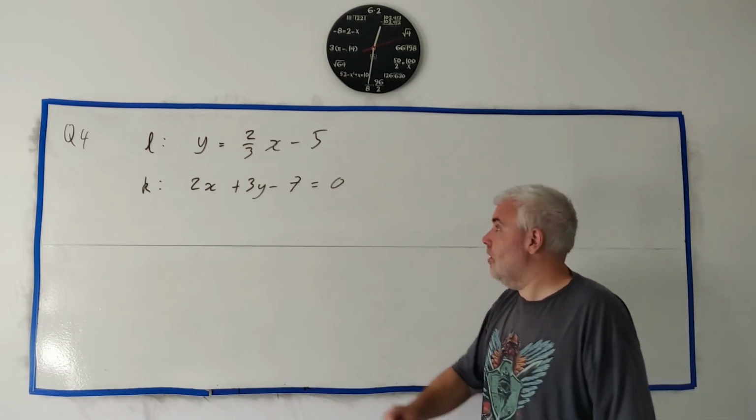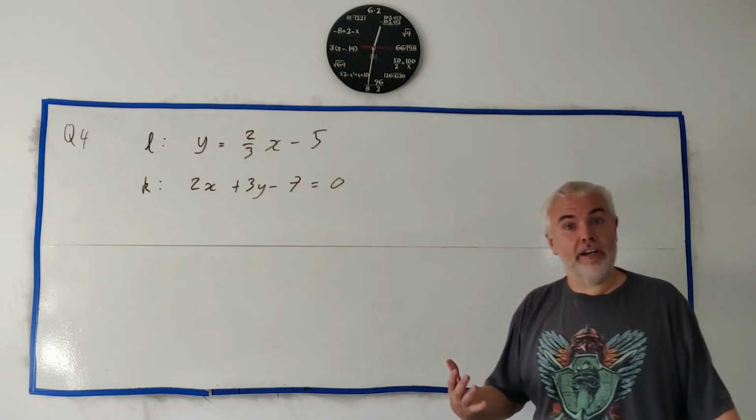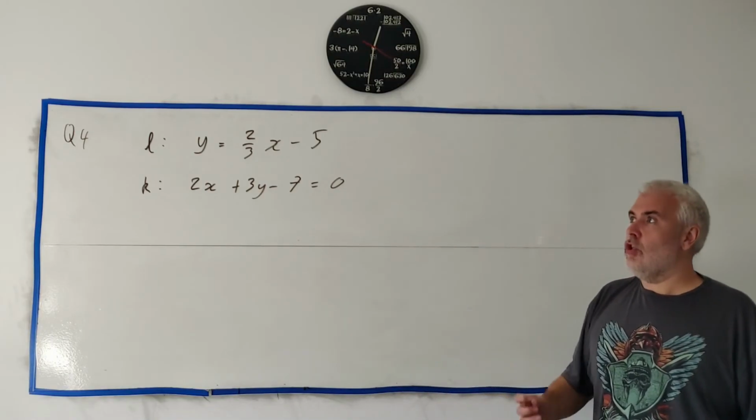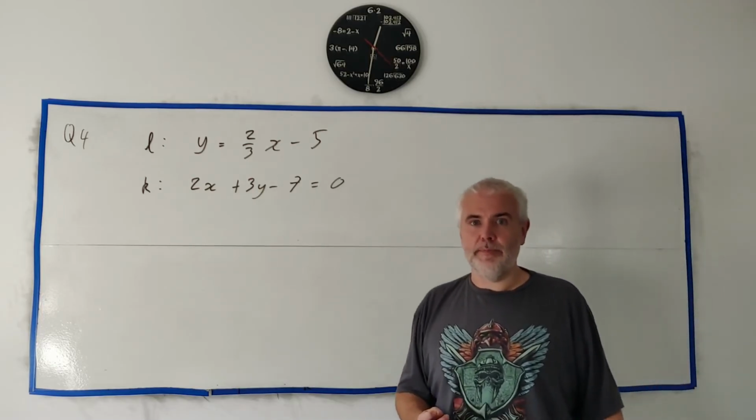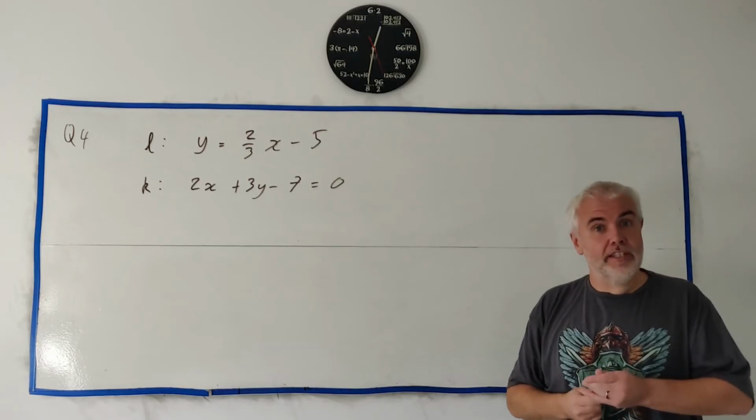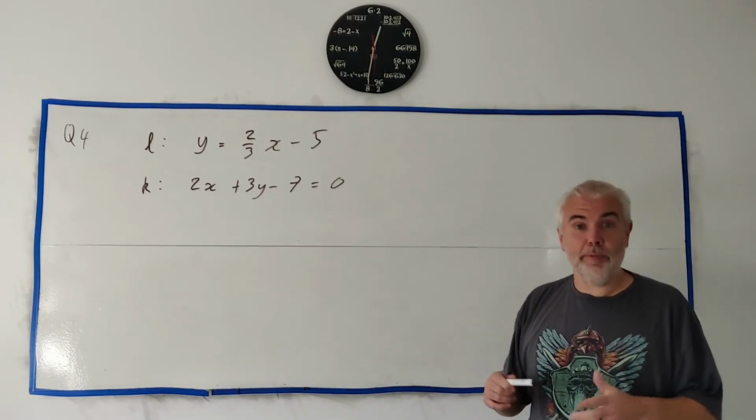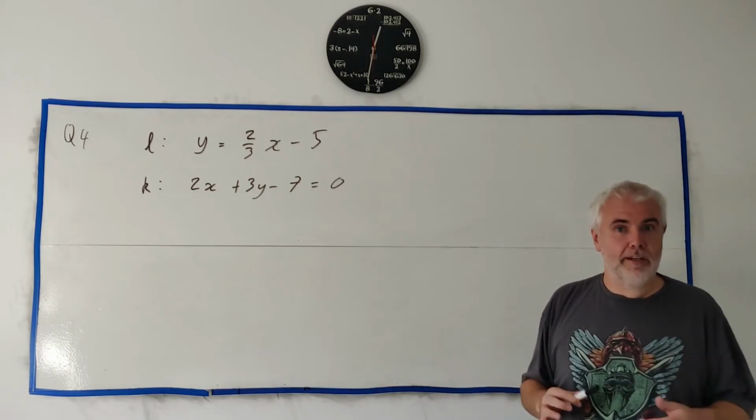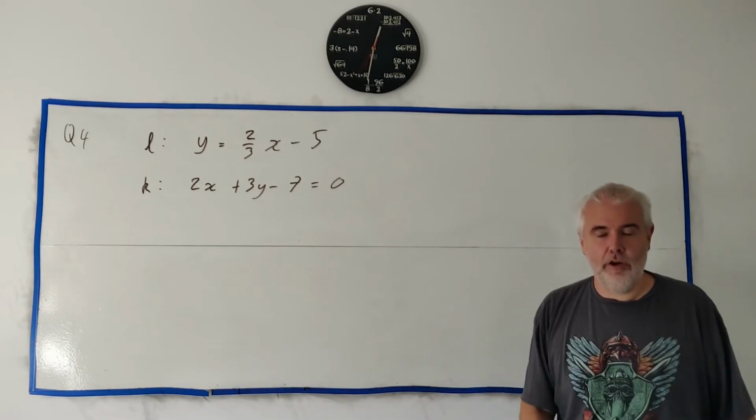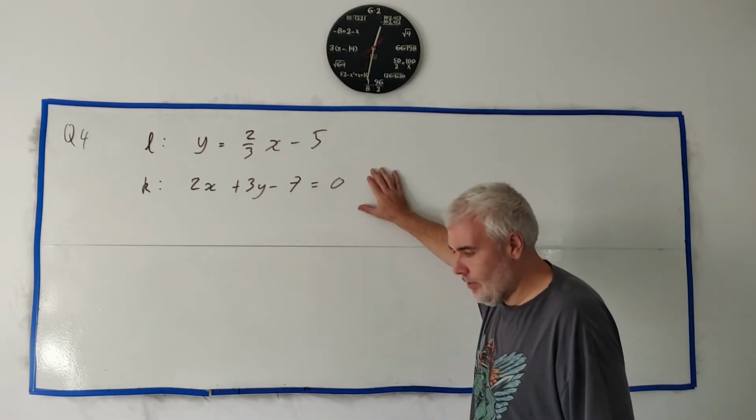Because they ask us, are these 2 lines parallel? Are they perpendicular? Or are they neither? How do we find that out? You should be thinking about their slopes at this point. If we can find out the slope of both of these lines, you can tell if they're parallel. If they're the same, they're parallel. If they multiply each other and get -1, they're perpendicular. And if neither of them happen, they're neither. So it's all about getting the slope. How do you get the slope of these lines?